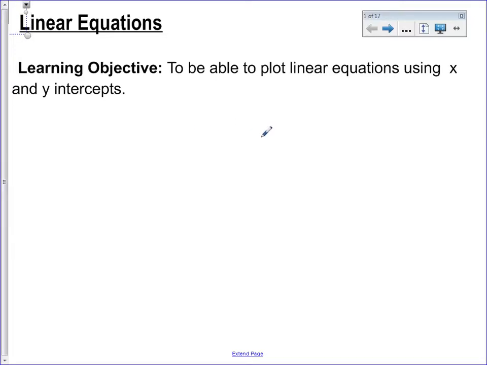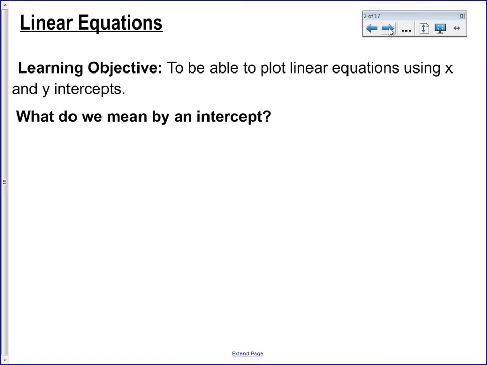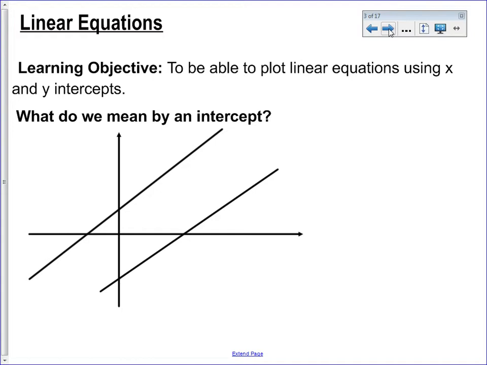Okay, we're going to have a go at plotting linear equations using x and y intercepts. The first thing we need to establish is what we mean by an intercept. Let's look at a graph.